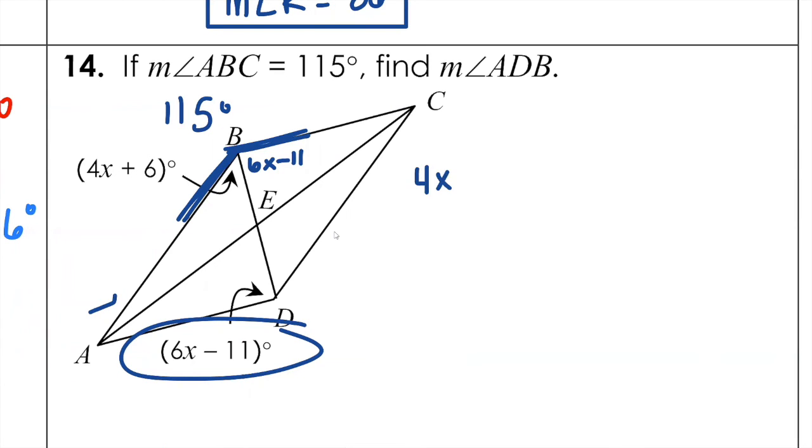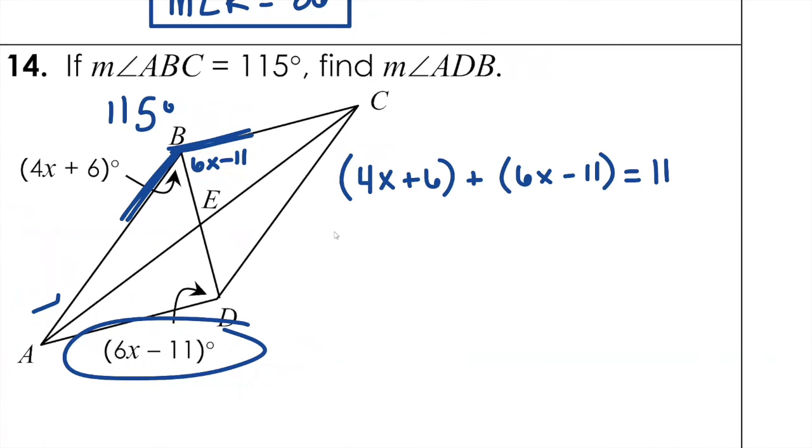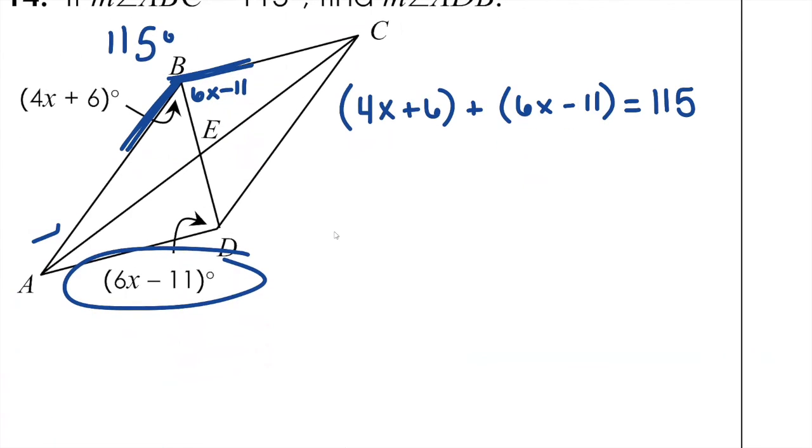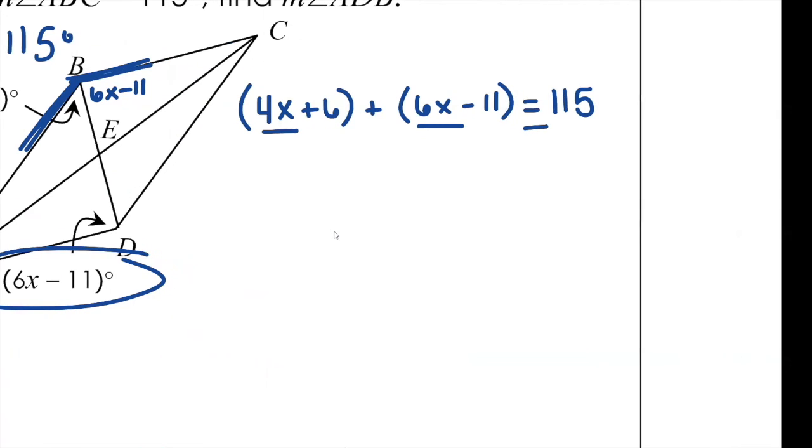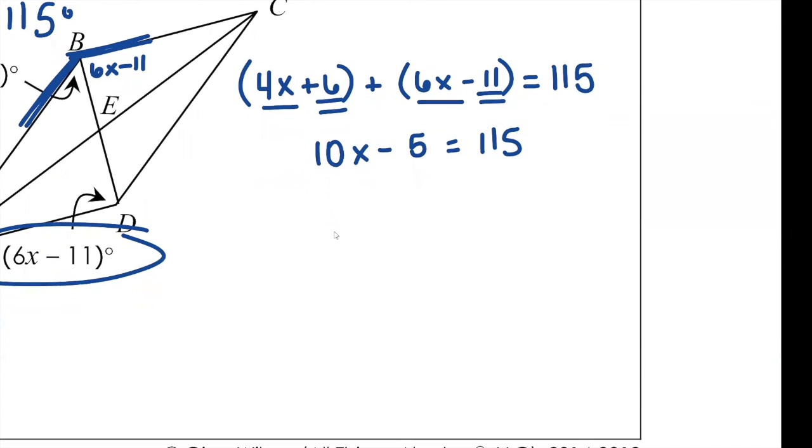So 4x plus 6 plus 6x minus 11 equals 115. Combine like terms. So 10x minus 5 equals 115. Did I do that right? 6 minus 11 is negative 5.